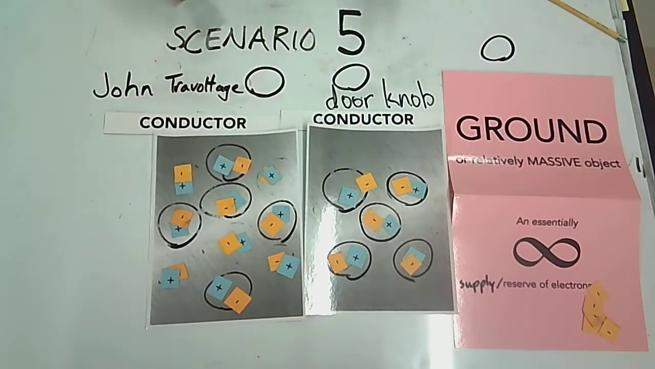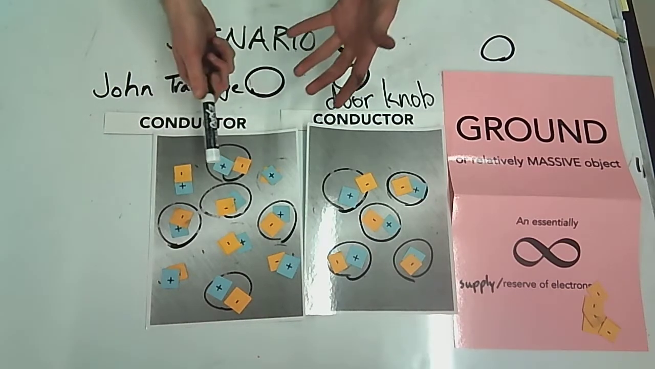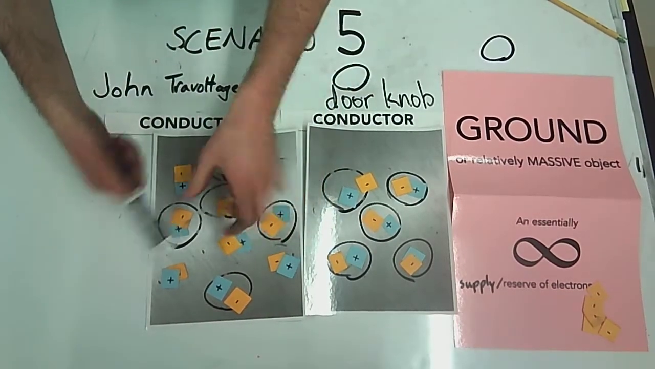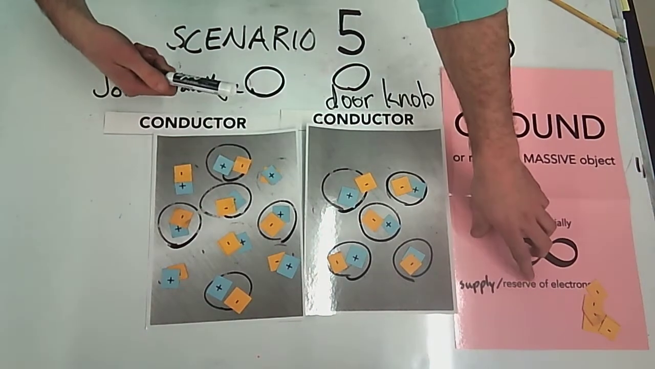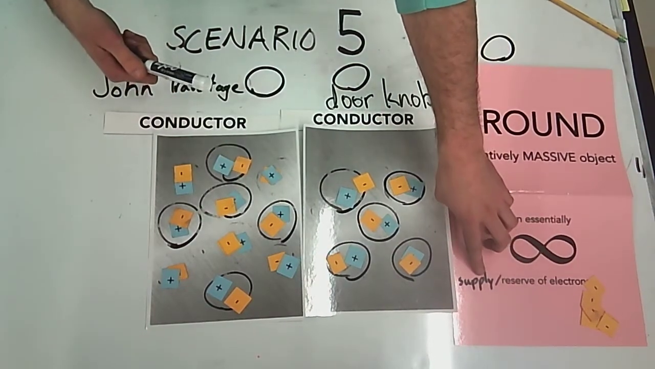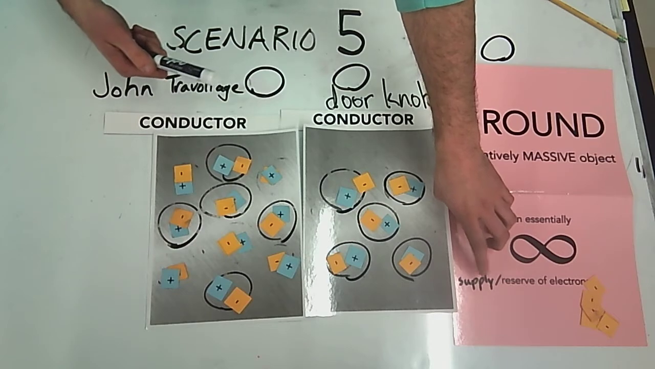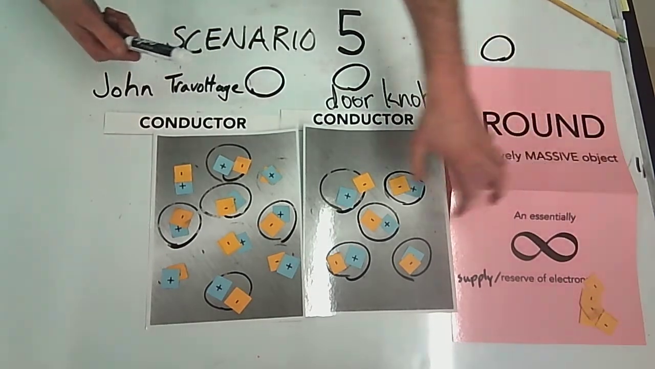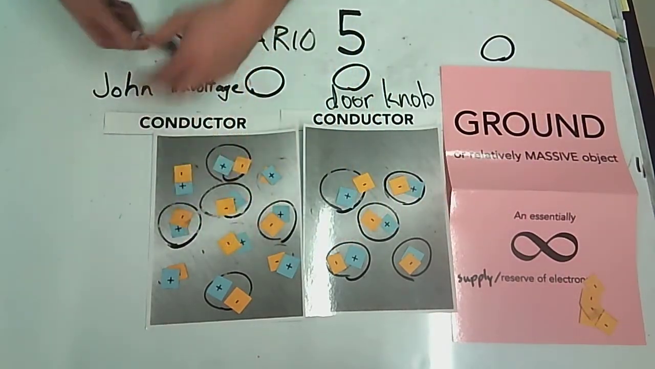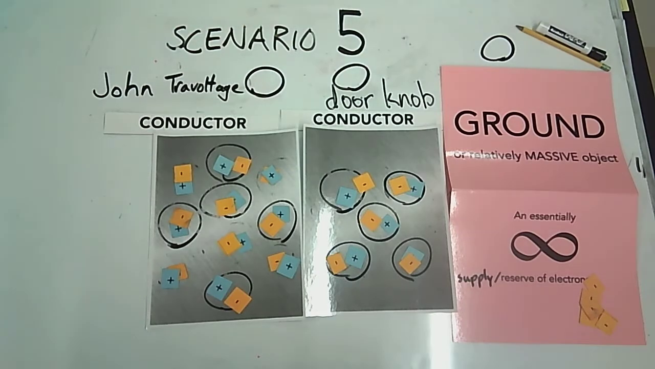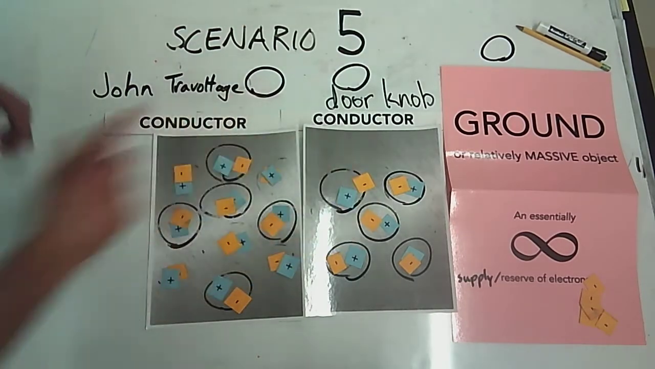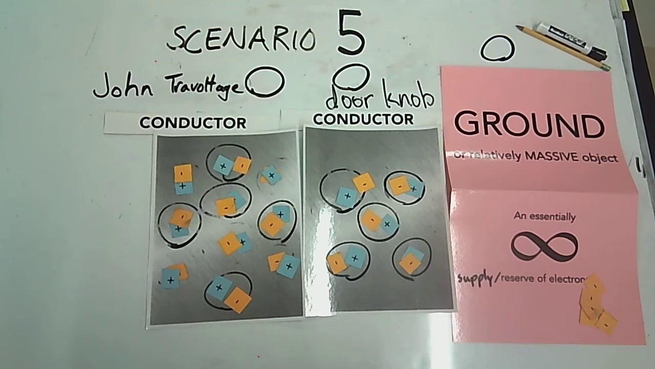Right? Now, really quickly, just think about what would happen if John Travoltage was positively charged. He was missing electrons here. Well, the opposite would happen. Instead of it being an extra reserve of electrons, this would be an infinite supply of electrons. And electrons would just go up through the ground to make John Travoltage neutral if he was charged positive. So this explains that the flow of electrons to the ground is why John Travoltage gets zapped.